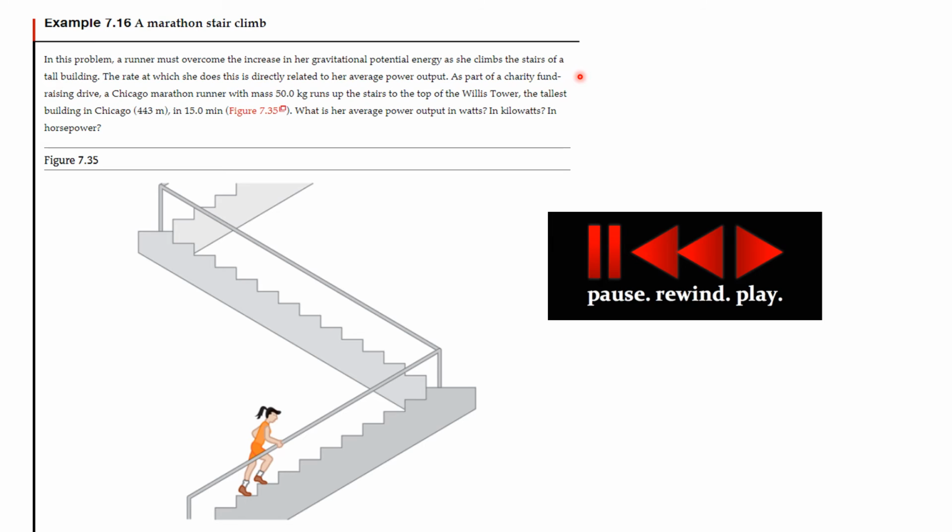As part of a charity fundraising event, a Chicago marathon runner with mass 50 kilograms runs up the stairs to the top of the Willis Tower. Actually, it's not called the Sears Tower anymore. It's called the Willis Tower, the tallest building in Chicago. This is how tall it is: 443 meters in 15 minutes. That's moving pretty fast. What is her average power input in watts, in kilowatts, and in horsepower?